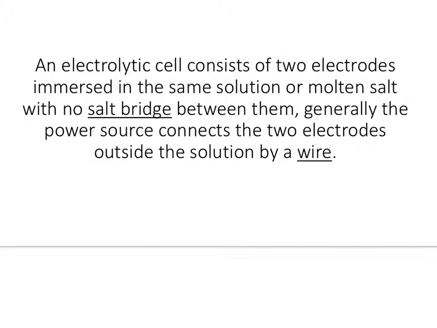So an electrolytic cell typically consists of two electrodes immersed in the same solution, or sometimes actually molten salt. They'll actually take a salt, kind of melt it down, then stick things in it. Typically, though, we're just going to think of it as the same solution. But there's no salt bridge between them. Then typically the power source connects the two electrodes outside the solution by a wire. So you've got something and you stick two electrodes in it and you attach alligator clips to them to a battery. You know, this is you sticking a battery to random things. That's electrolysis.